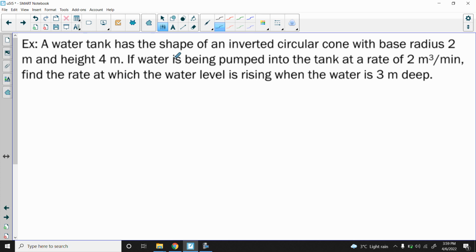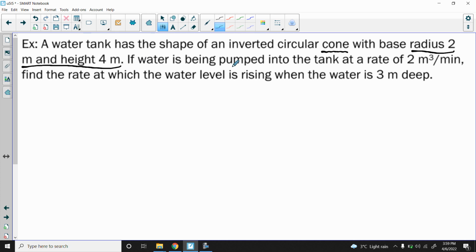A water tank has the shape of an inverted circular cone, with a base radius of 2 meters and a height of 4 meters. That is code for something really important, and we'll talk about what that is in a second. As you're doing this question, you might think, man, I would never pick that out. Well, every cone question is kind of like it. Some are more overt than others, but they always have that little piece of information that relates the radius and the height, and we'll see in a second how we can use that.